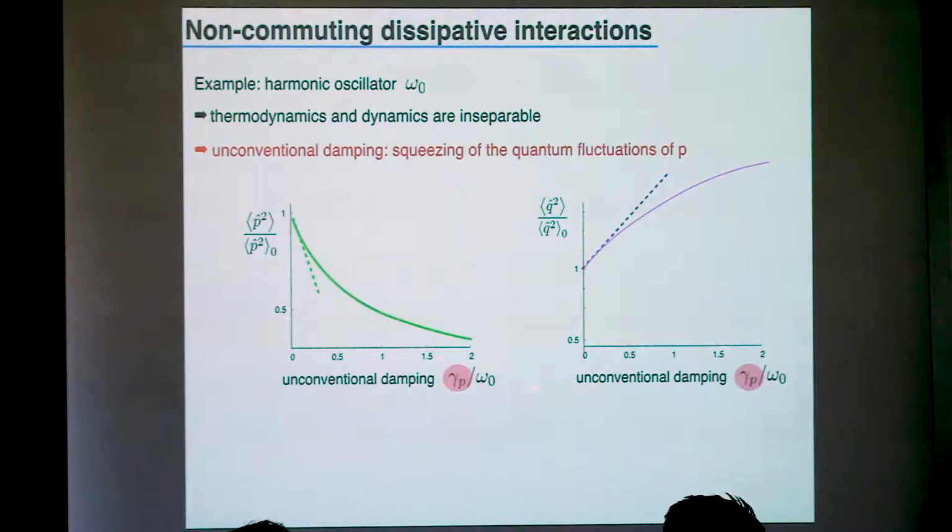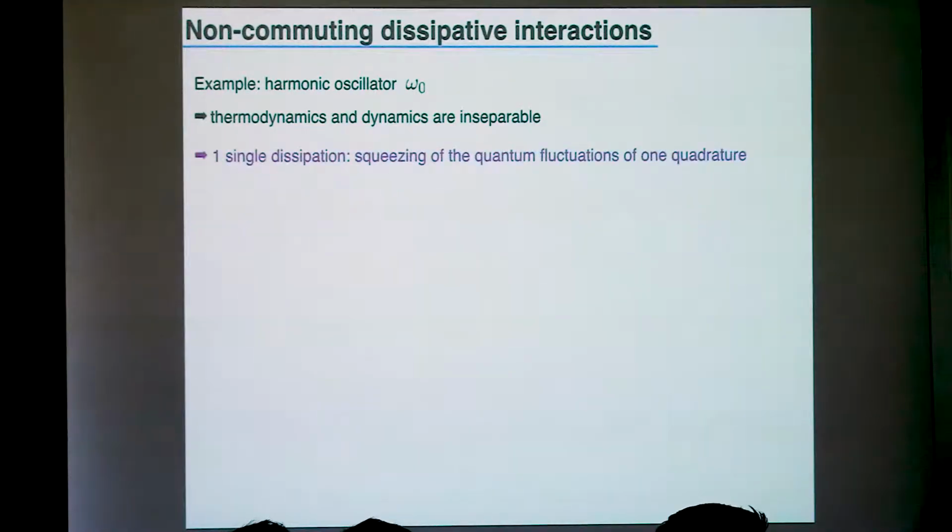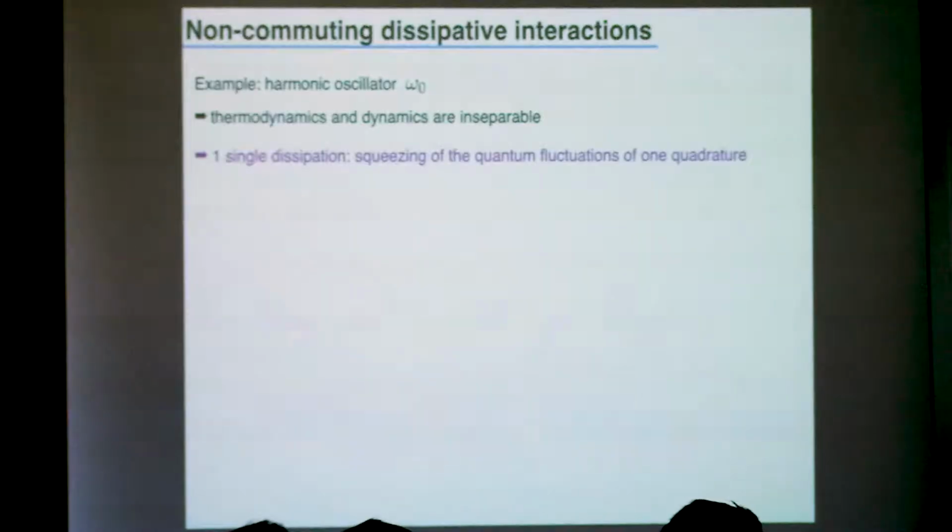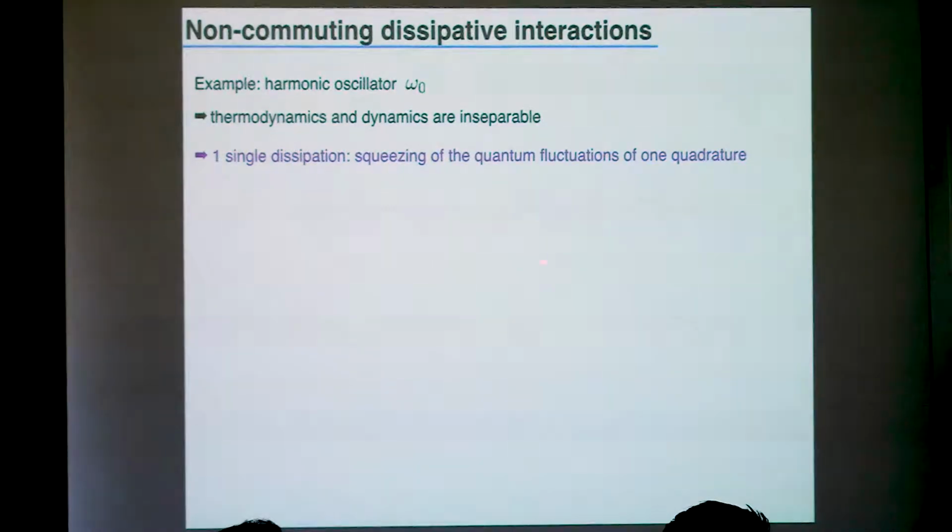Now, the situation is reversed if, for some reason, we consider another kind of interaction with the bath, with the momentum. As you can imagine, the oscillator is completely symmetric in the two quadratures. You obtain exactly the same result: you decrease the fluctuation of the momentum, and you increase the fluctuation of the position. It's quite simple and mathematically evident. But from this simple exercise, what we can learn is that when we have one single channel of dissipation, this dissipation squeezes the fluctuation of the quadrature associated to the interaction.